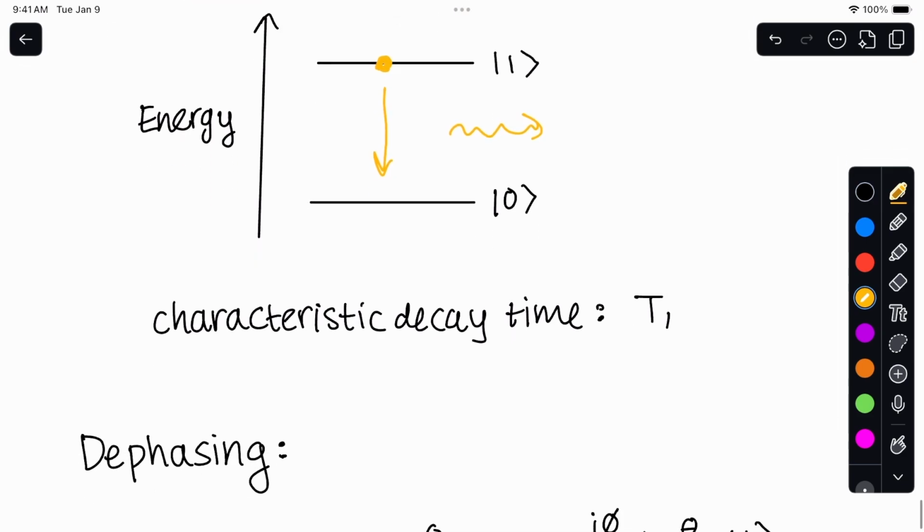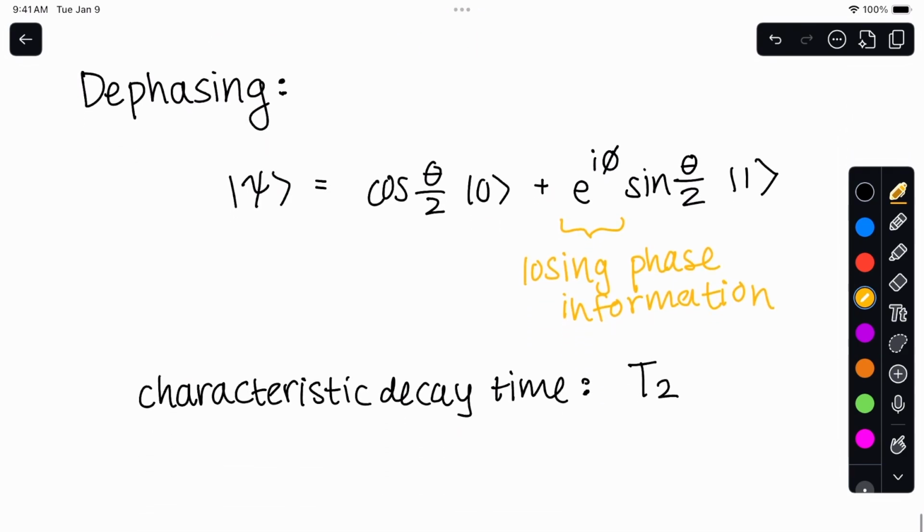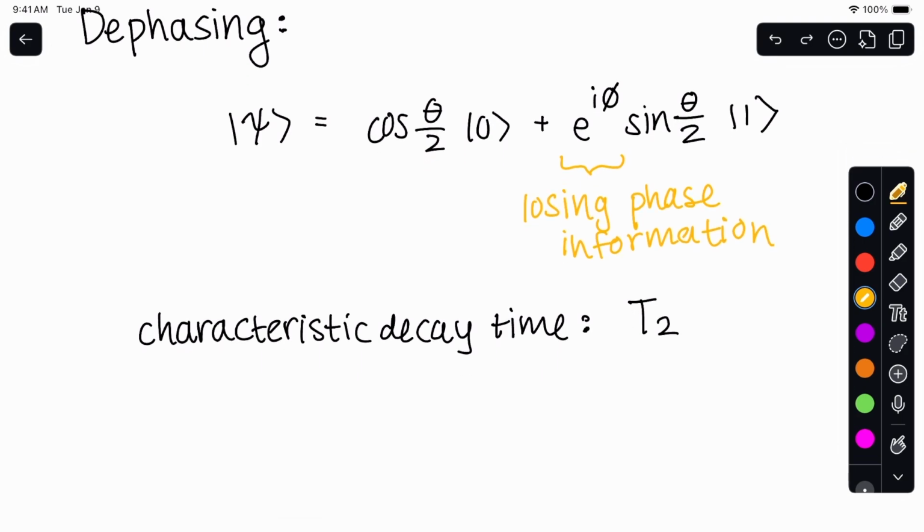And then the other main type of decoherence is dephasing. And we know that our quantum states can be expressed as cosine theta over 2 times the zero state plus e to the i phi sine theta over 2 times the one state. And that e to the i phi encodes the phase information of our quantum state. And so dephasing is the process of losing this phase information. And the characteristic decay time for this is called T2.